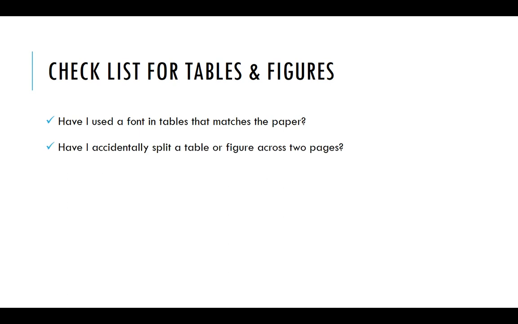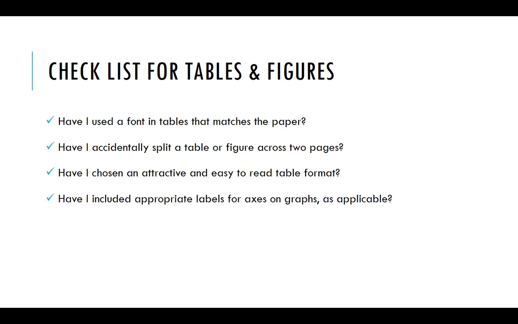Have I accidentally split a table or figure across 2 pages? If you have, we've talked about that you need to leave some blank space and move that table or figure to the next page, unless you can change your margin just a little bit or shrink the table or figure just a little bit to resolve the problem. Have I chosen an attractive and easy to read table format? Have I included appropriate labels for axes on graphs as applicable, right? If you have a line graph, it's got 2 axes and you need to make sure that those are labeled.